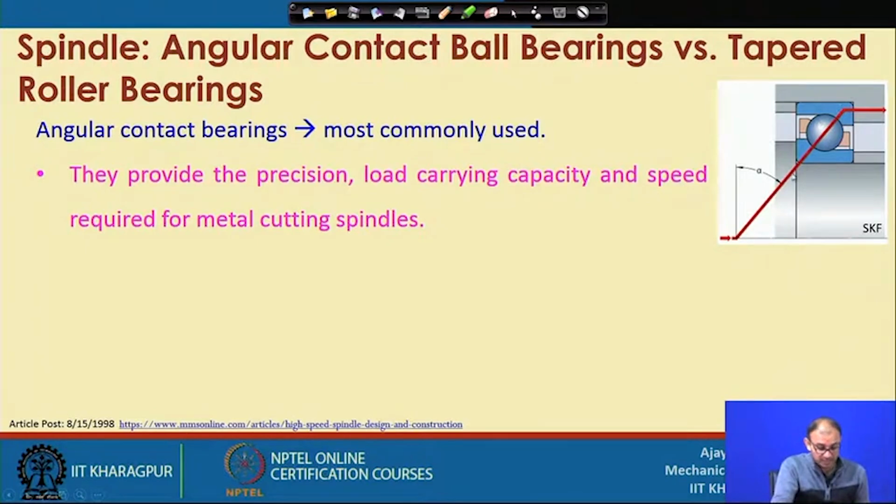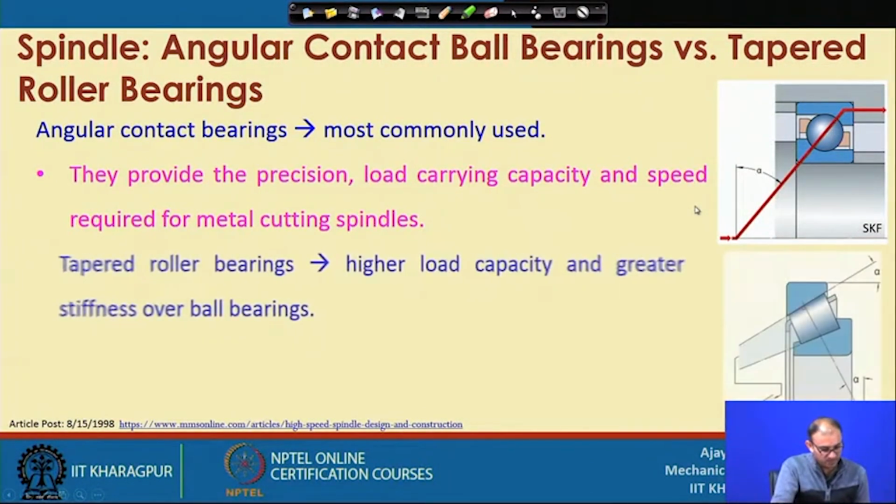So, this is that particular angle at which you are putting, that means where is the contact between the ball and the race, that particular line will tell you this angle. We will see in the next slide more detail about this.